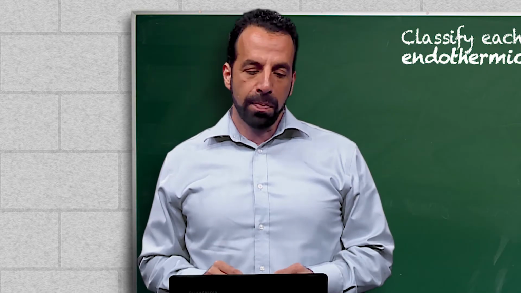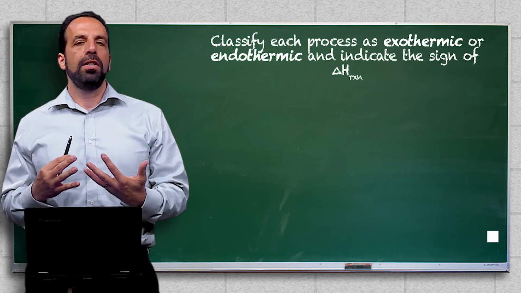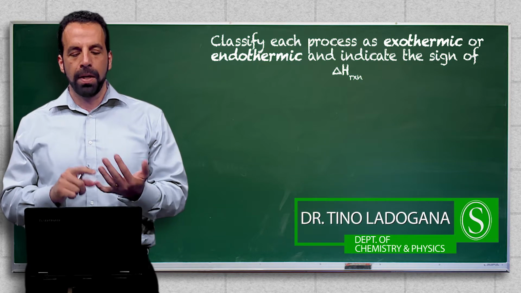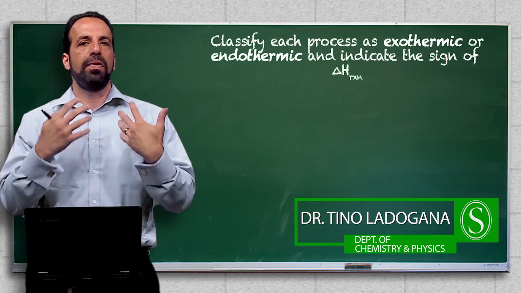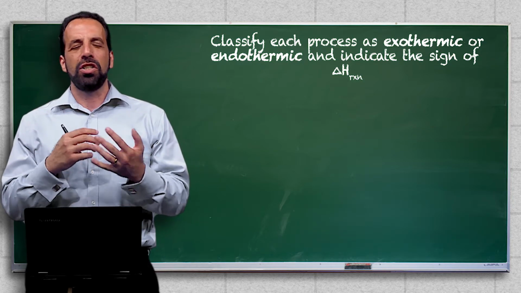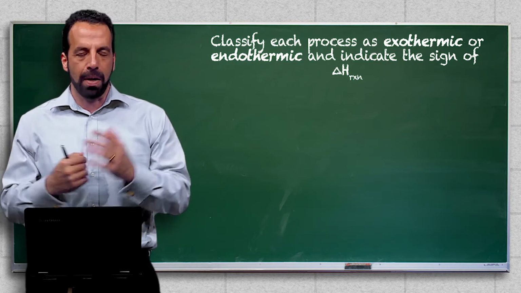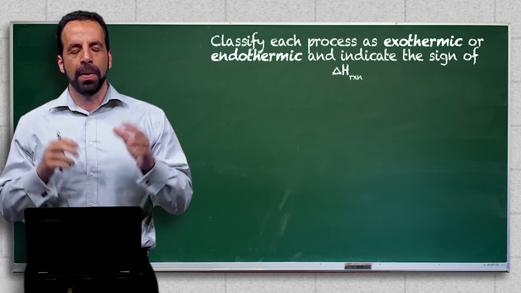Let's take a look at this problem. It says classify each of these reactions as an exothermic or endothermic reaction and indicate the sign of delta H. So delta H is change in enthalpy, change in energy is probably an easier way to think of it.